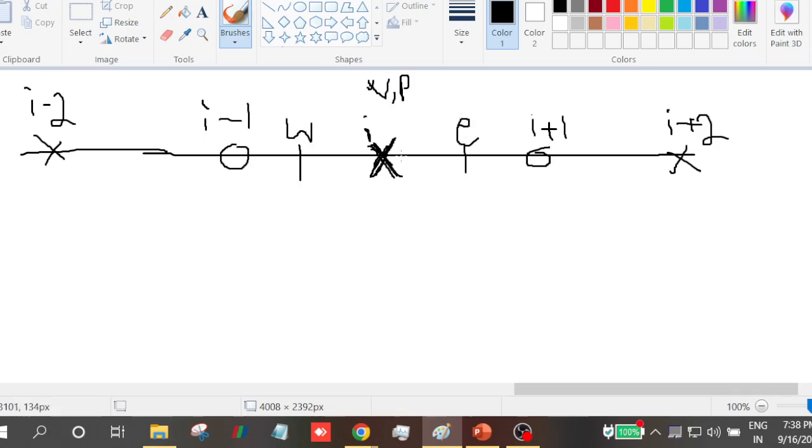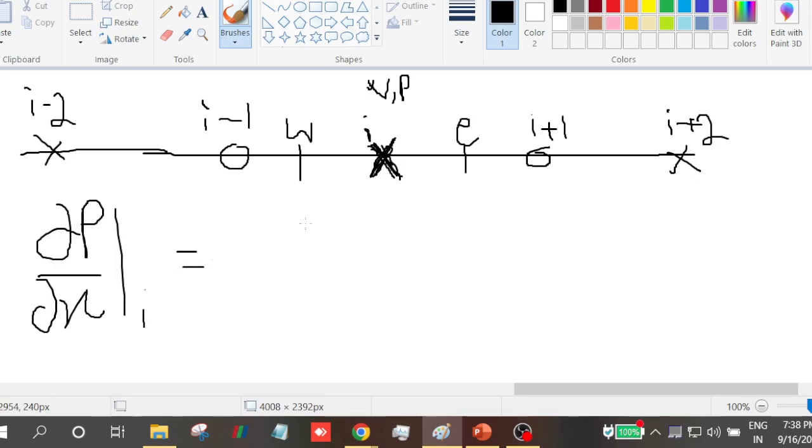So dou p by dou x at this particular I, how can you write it? Using a central difference scheme. Can you write down on the chat box how we can write dou p by dou x using a central difference scheme at this particular point I? Yes, exactly. PE minus PW divided by delta x. XE minus XW, that is delta x.